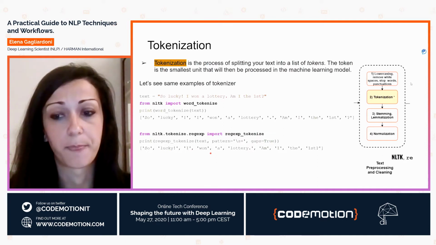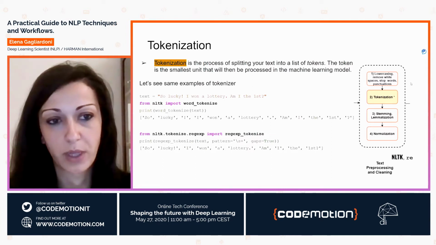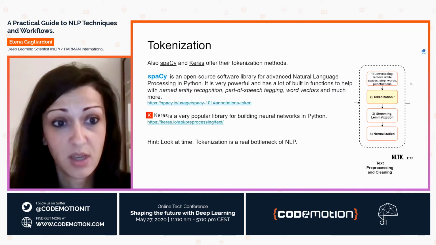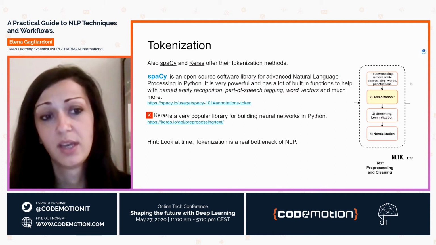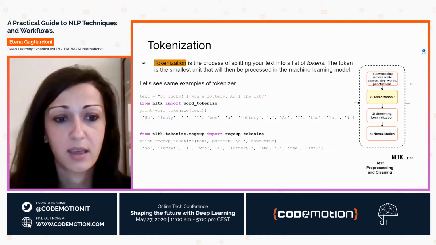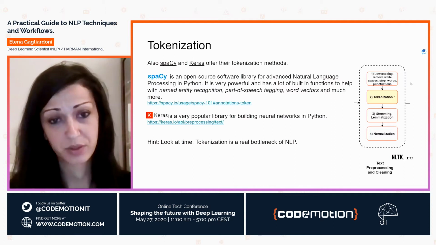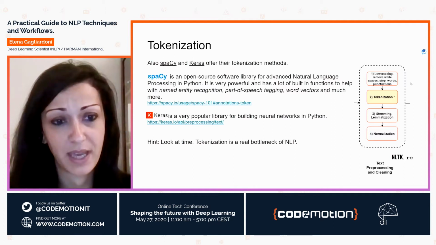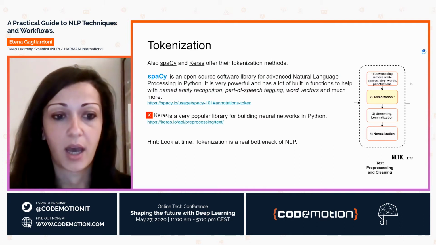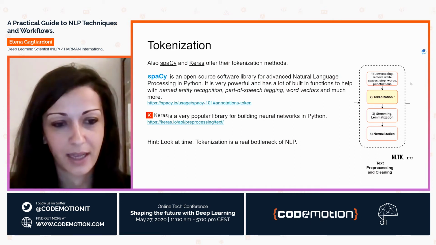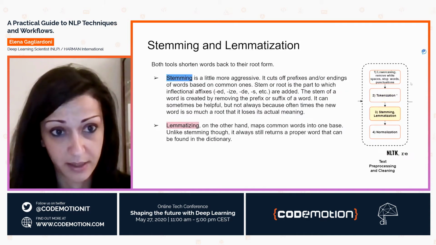So keep in mind to be careful when you choose your tokenization method. There are a lot of libraries that perform tokenization, for example, NLTK, of course, Spacy, Keras. Spacy is an open source software library for advanced NLP in Python, and we will see it better later. A hint I'd like to give is to look at time. Tokenization is a real bottleneck of natural language processing.